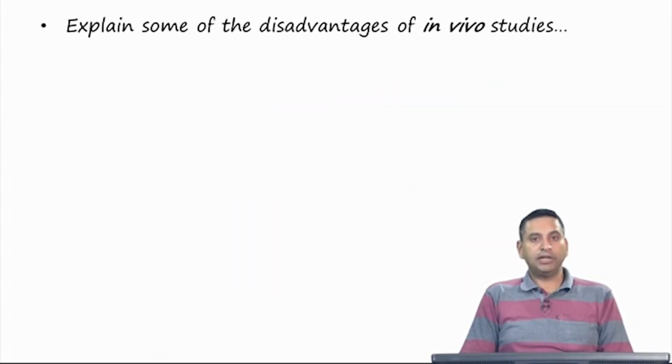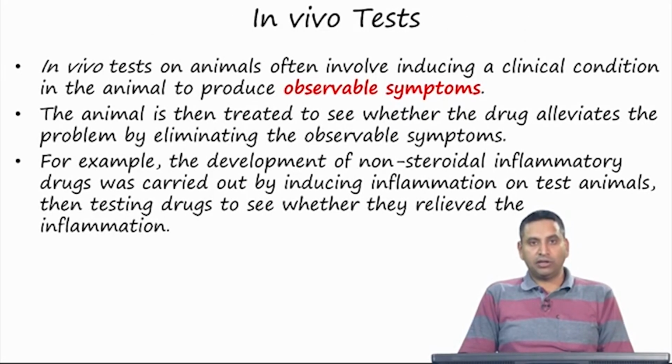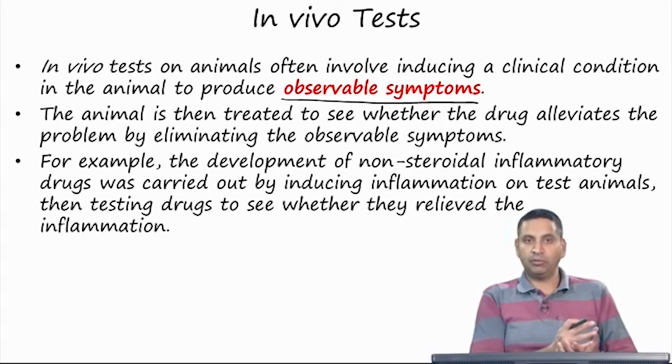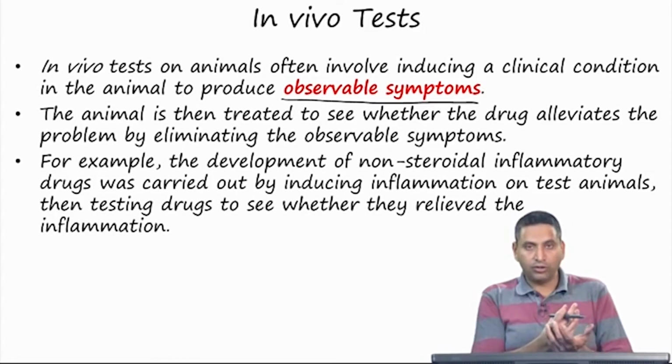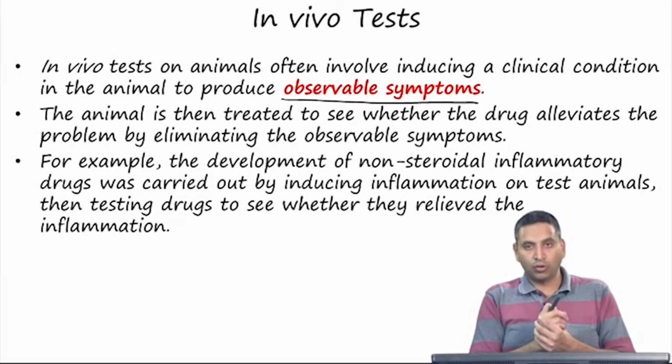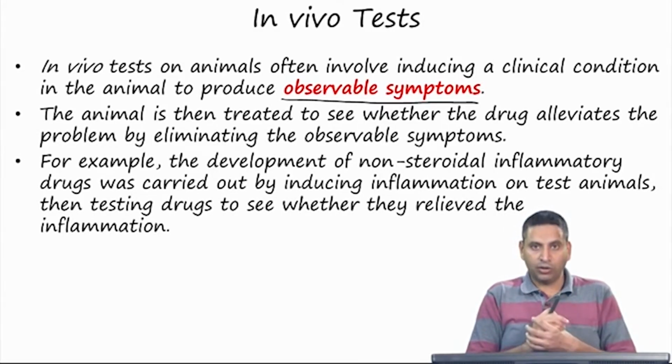The next question is, explain some of the disadvantages of in vivo studies. So, in vivo tests are nothing but tests that are conducted on animals, and these animals typically are used in such a way that they have observable symptoms. So, for example, let us say we have an animal which has been induced with cancer. Now, one can use this model to study whether a drug is going to work or not. So, if the drug is an anti-cancer drug and if the size of the tumor goes down, then we can study in this animal model whether our molecule is active or not.